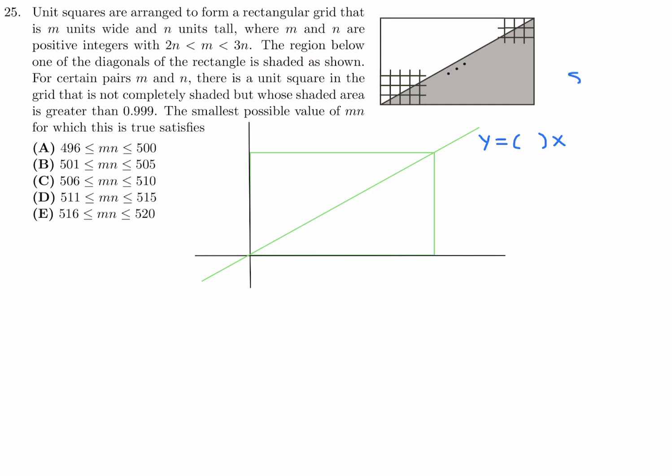Now the slope of that diagonal is pretty easy to figure out because slope is just rise over run. And the rise, since it's n units tall and m units wide, the rise will just be n and the run will be m. So there's the equation of the line that represents the diagonal, n over m x. Now we have to concentrate on this part of the question where there's some unit square that's got a shaded area greater than 0.999. So obviously it's somewhere in here and we have no idea where it is.